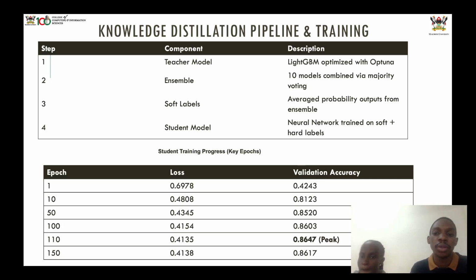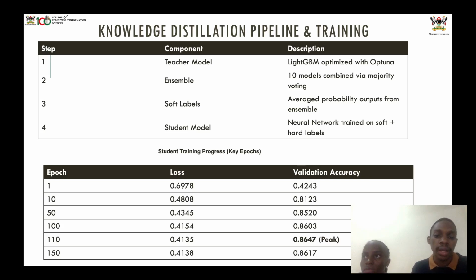For our distillation pipeline, step 1, we had the teacher, which was the LGBM optimized with Optuna. Next, we had the ensemble, where we combined 10 models via majority voting. Third, we had the soft labels: the average probability outputs from the ensemble were combined. And the student model was a neural network trained on both the soft and hard labels.